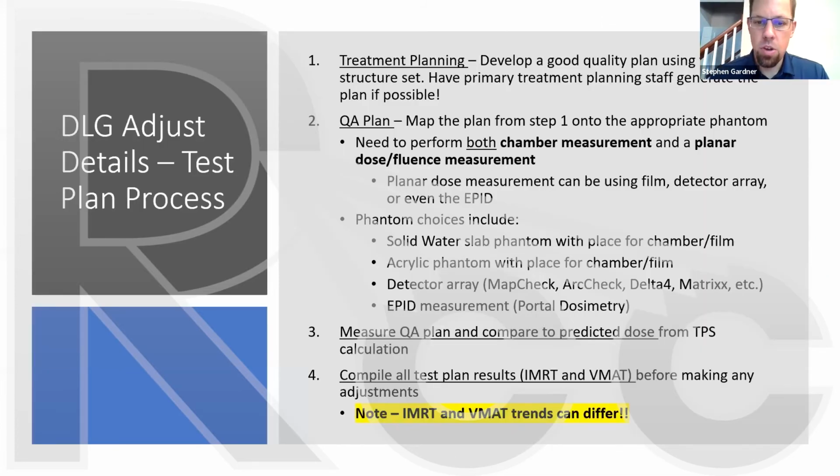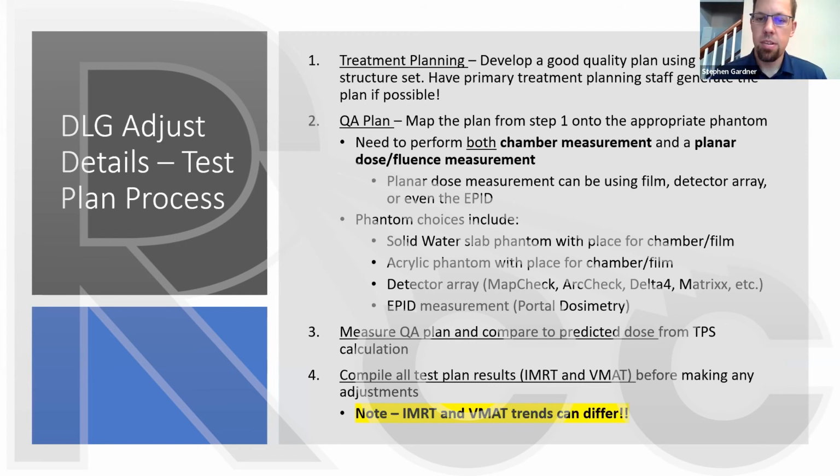And so just to go over this from a different perspective, when we do this whole treatment planning process, we're going to develop a good quality plan using the test plan structure set. As I mentioned, let's have whoever does the treatment planning for your institution develop the plan if possible. And then for the QA plan, we take that treatment plan, map it onto a phantom, and then hopefully perform both chamber and planar dose measurements.